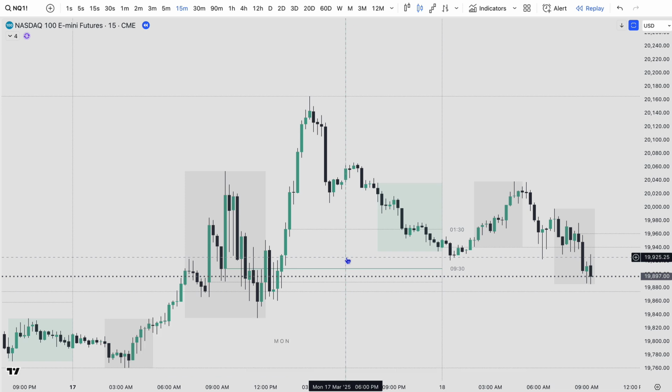Today, I have something for you called the breakaway gaps, but also how you can use them algorithmically and use them as a draw on liquidity. So that's what I want to talk about today.